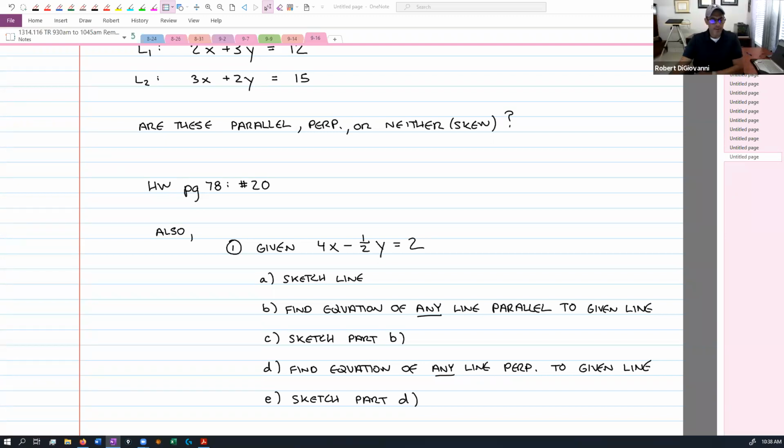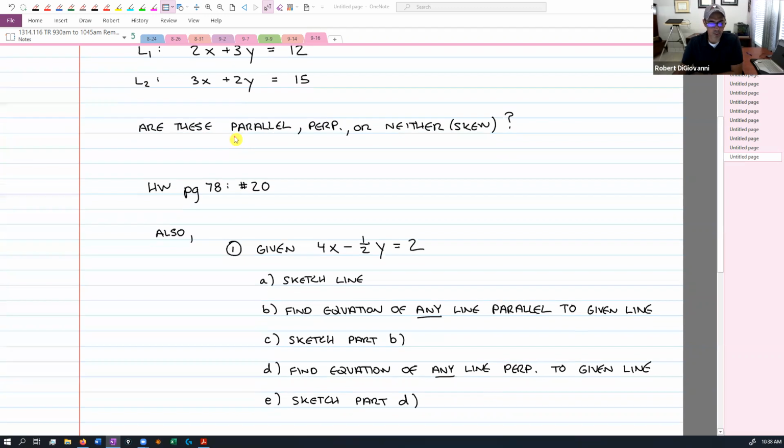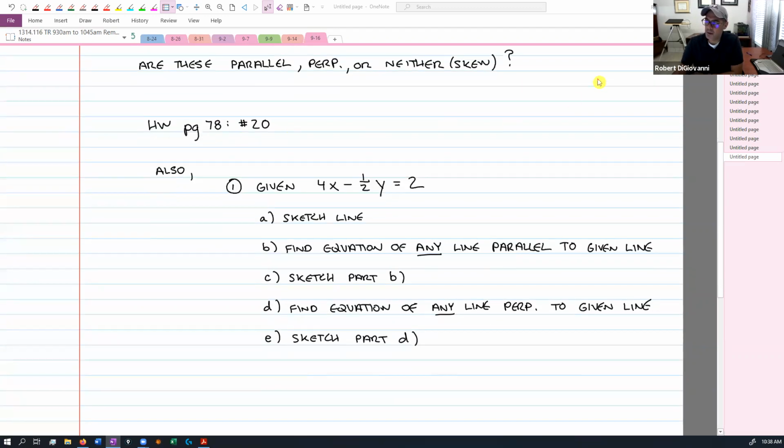Okay, we're running out of time. We'll go over this in a second. I want to just let you know the ebook or the packet we have doesn't have a lot on parallel and perpendicular lines, but I like this topic. So just do page 78, number 20. But then I want you to do this problem right here.